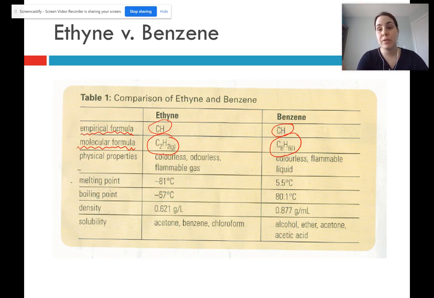Okay, what we can see too is there can be elements that have the same empirical formula that don't have similar characteristics. So for example, ethene is a flammable gas, whereas benzene is a liquid. They have very different melting points, -81 to 5.5 degrees Celsius. Very different boiling points, different densities. And what they're soluble in is also different, okay? So just because they have the same empirical formula doesn't necessarily mean they have any of the same properties. It just means that they have the same ratio of elements.